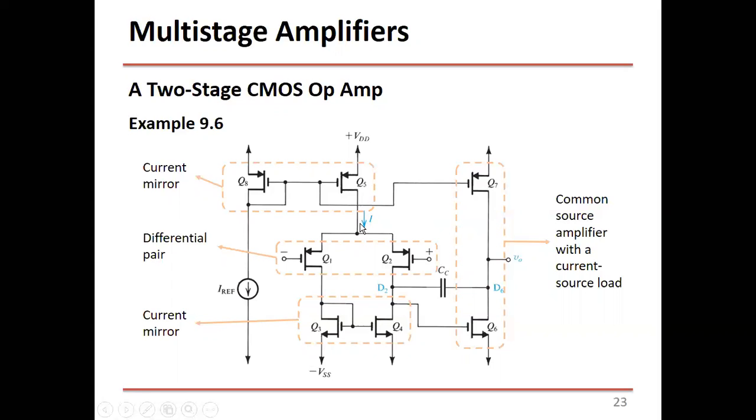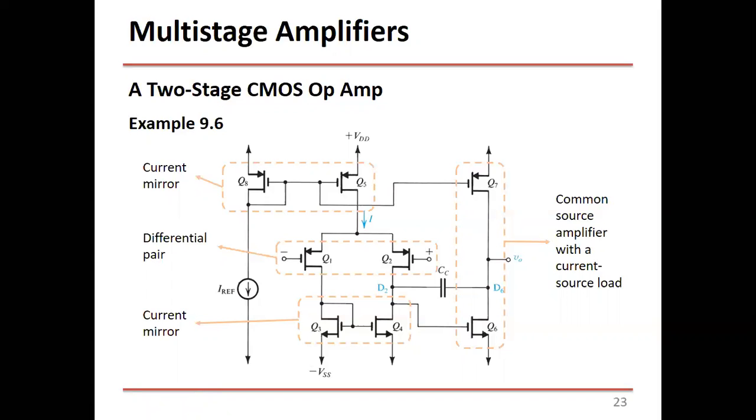The current here is also 90. The current here is 45. Here is 45. Here is 90. So now you have all the DC current in the circuit. From this DC current, you can calculate VGS. You remember the equation that links VGS and ID. So for each one, you can calculate V overdrive and VGS. First, you calculate V overdrive from the equation, and then from V overdrive, you calculate VGS.